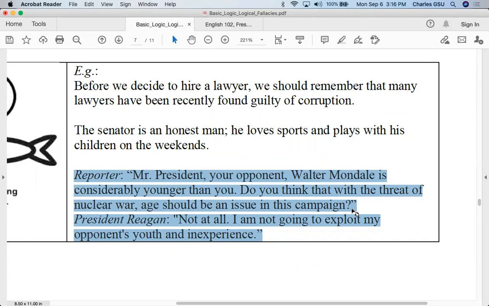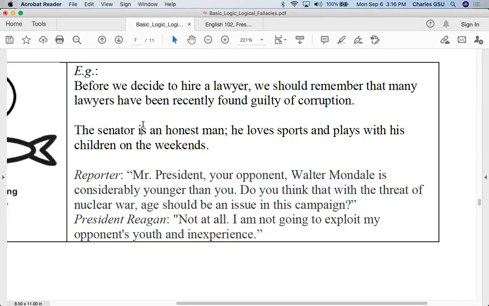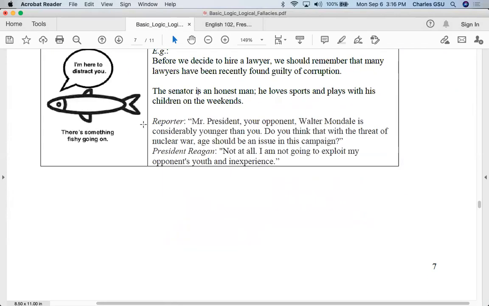So the reporter is bringing up a pretty serious issue: you're going to have your finger on the button and have the nuclear football, so age is kind of important. We want to make sure you're mentally there. And rather than addressing it in a serious way, he made a joke about it, right? He kind of diverted and said, not at all. I'm not going to exploit my opponent's youth and inexperience. And everyone, of course, chuckled, but it left the question unanswered, right? Like, what about your age? So we saw how that played out.